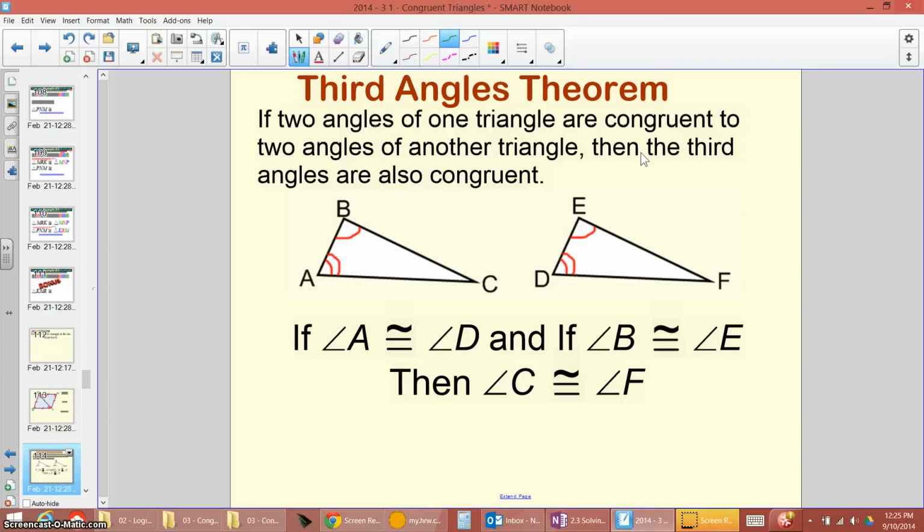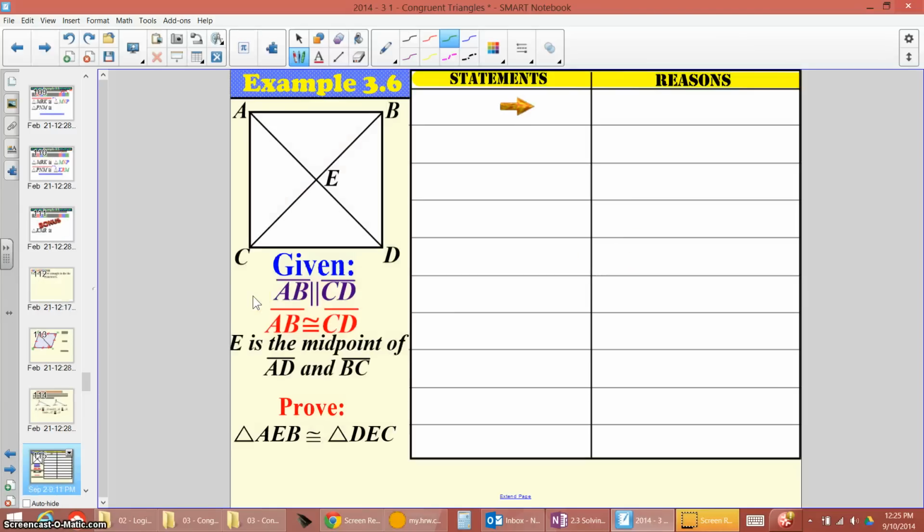We're going to talk now about the third angle theorem. If two angles of one triangle are congruent to two angles of another triangle, then the third angles are also congruent. That's an extension of the transitive property and the triangle sum theorem. But just know that if these two, A and B, are congruent to D and E, then guess what? C and F are also congruent. All right, so this is a big, long problem. We're going to try and get it done in the next time we've got.